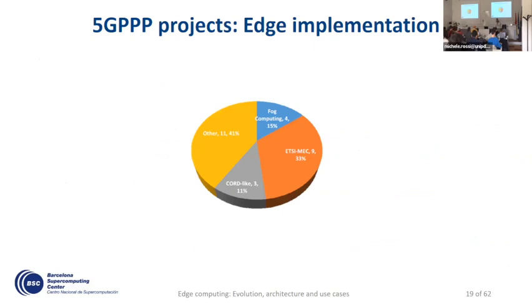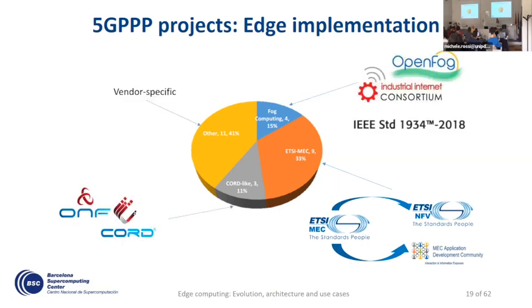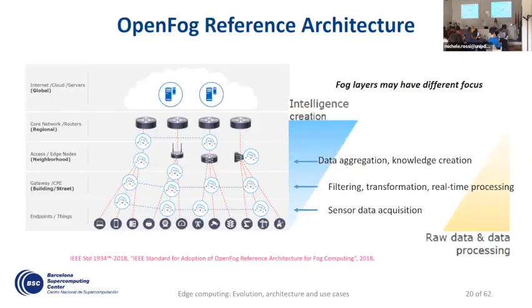And then about the implementation. MEC is the standard that is mostly used in the telecom world, so I was expecting that the majority of projects would use MEC-compliant solutions, but this was not the case. 33% of the projects used MEC-compliant solutions. But then 15% used fog computing, which is a very general term, it's anything that you may have. 11% used CORD-like architecture, which is more similar to a cloud-led solution. And then you had 41% other. So you see that it's not one direction, it's a lot of different approaches. These are the different implementations, so let's see what each one of them is.